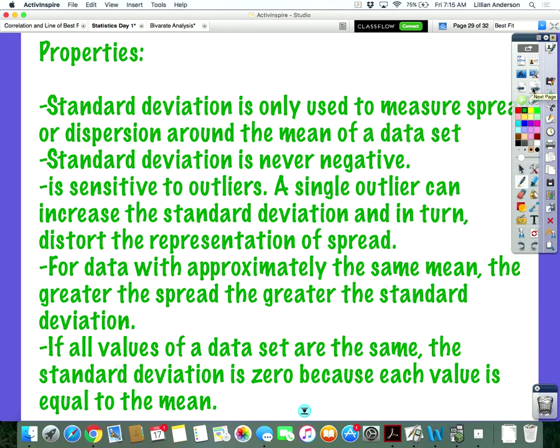Now, the properties of standard deviation: standard deviation is only used to measure spread or dispersion around the mean.